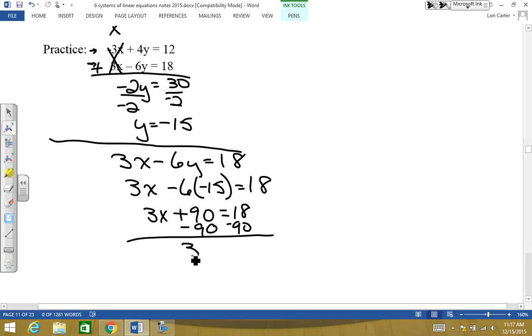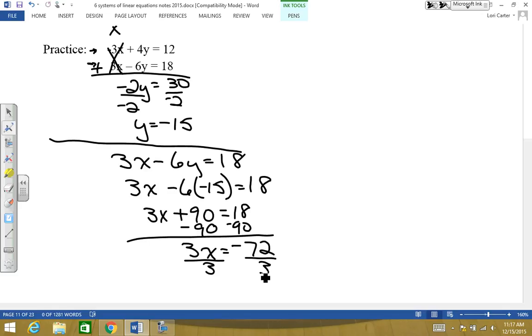So 3x equals negative 72. Not 108, Christian. You have to subtract. I used the change thing on my paper, which made it a negative 90, so I had to add it over instead of subtract it.